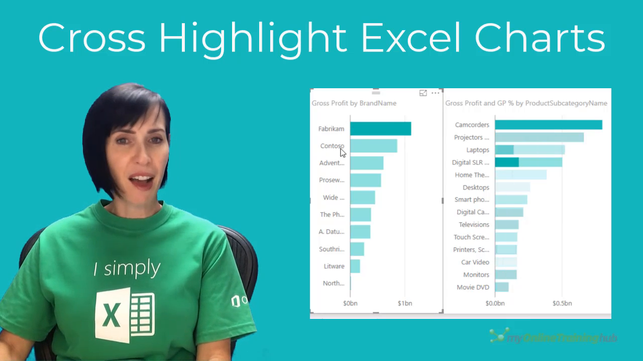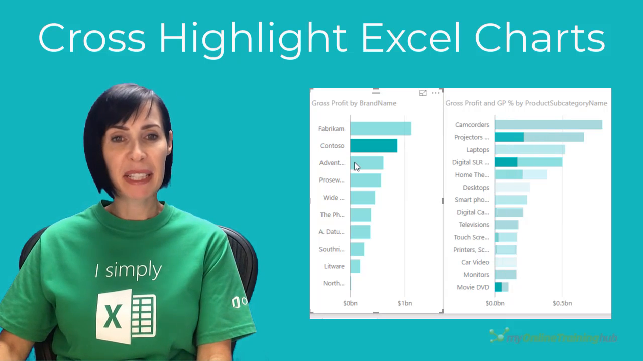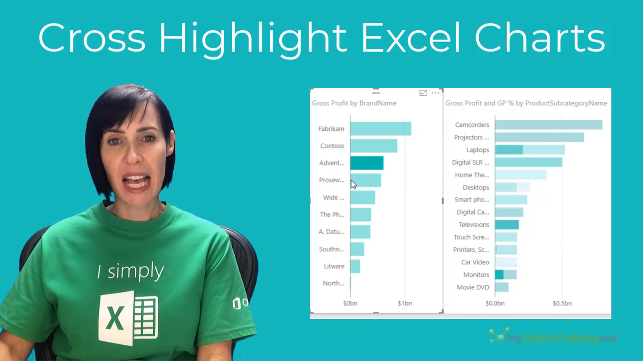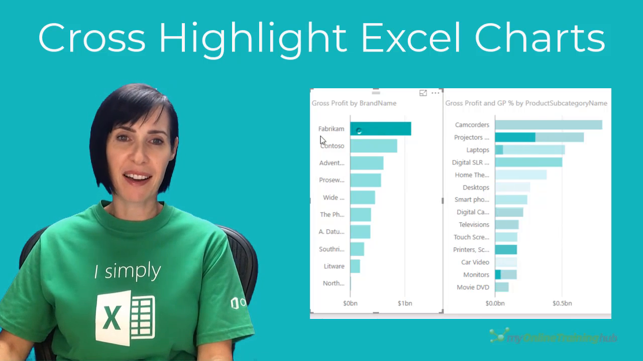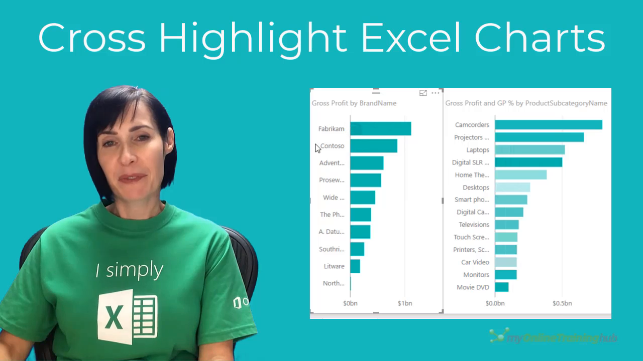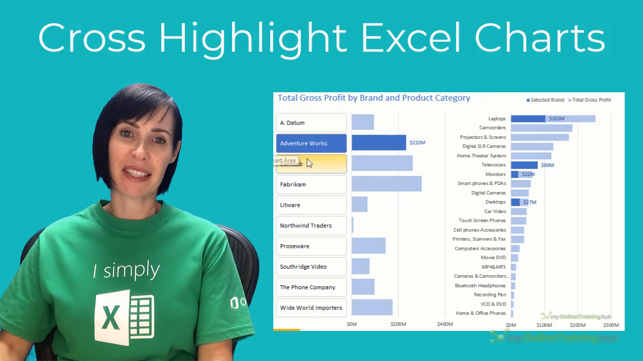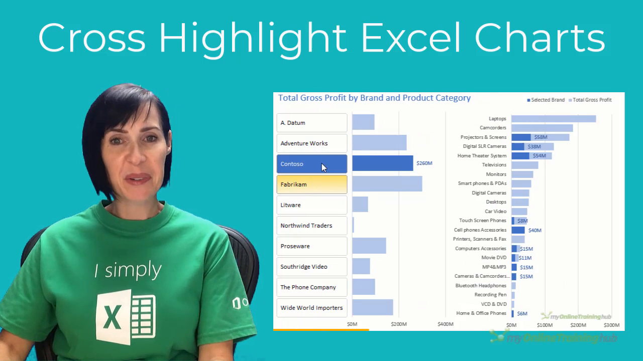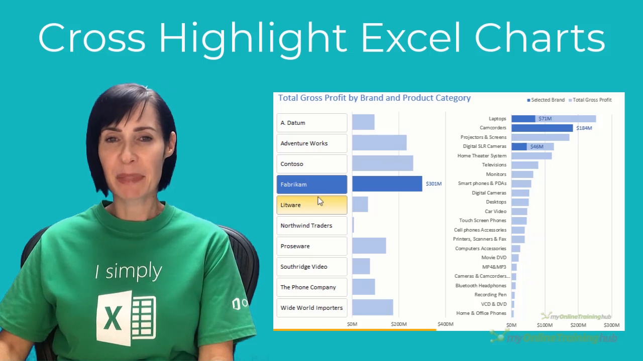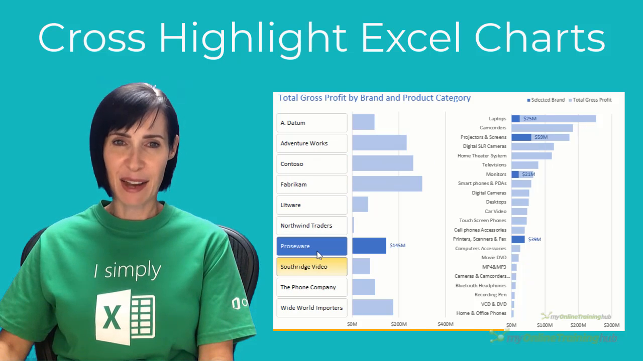One of the features I love in Power BI is the ability to click on an item in one chart and have the other charts cross-filter and highlight that selected item. Now, unfortunately, there's no built-in way to do this in Excel, but I'm going to show you a way we can achieve a very similar effect with a little Excel magic.